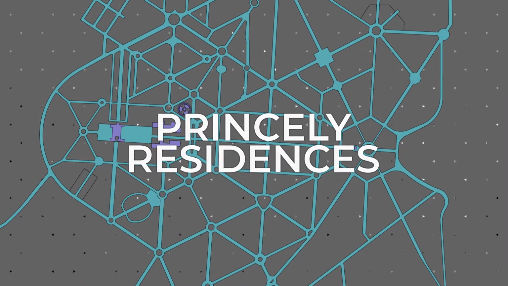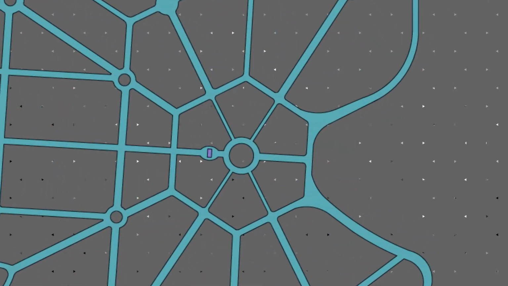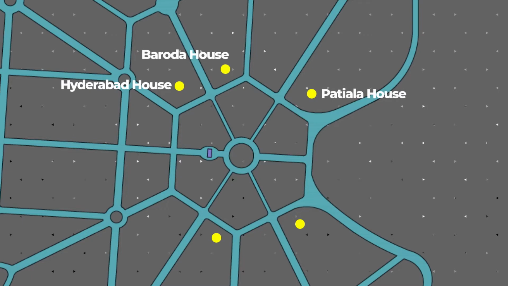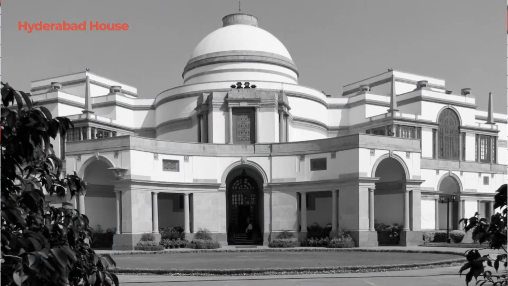Lutyens also designed princely residences for the rulers of large princely estates of then India. It was an attempt to bring these states closer to the imperial government and project themselves as legitimate rulers of India. Lutyens designed Hyderabad House, Baroda House, and Patiala House. Further, another British architect, Charles Blomfield, designed Jaipur and Bikaner House. There were other houses designed by architects for other states, named Kota House and Dholpur House.